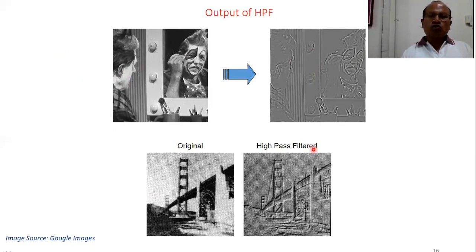See the other image. In this case also, the edges and boundaries, the sharp transitions, can be seen here, and in the input image they are missing. All right.